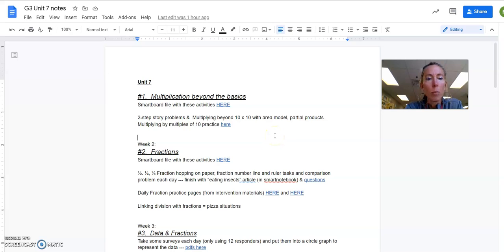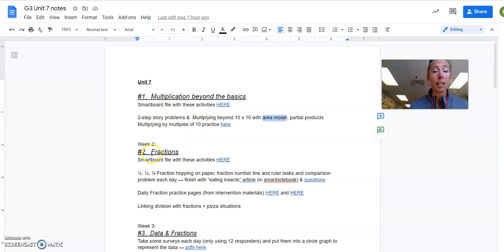All right, third grade team, you made it to Unit 7. Oh yeah, we are finishing this thing. Unit 7 has three main things. First thing, multiplying beyond 10 times 10. It gives third graders a little dive into what they'll be doing in fourth grade with their basic multiplication facts by making use of partial products and the area model. And then practice it. That's pretty much it.